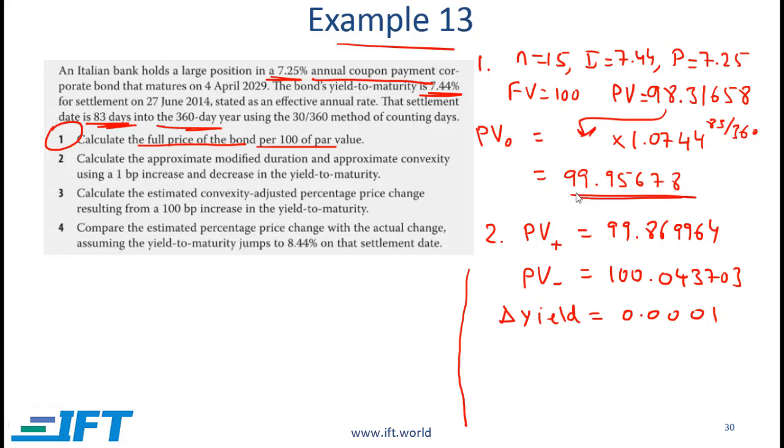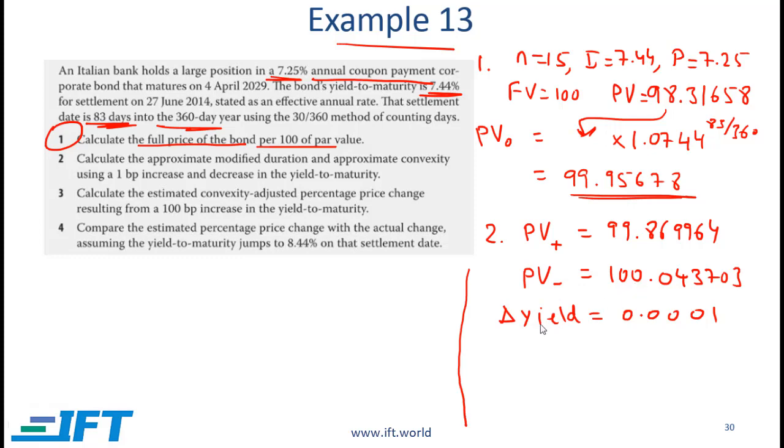This is also PV naught in our formulas. Then we compute PV plus using the same procedure, but PV plus is the interest rate assuming a 1 basis point increase in interest rates. We will use then an interest rate of 7.45, and using the same procedure we will get PV plus equals 99.869964. PV minus would require using an interest rate of 7.43, and here is the full price.